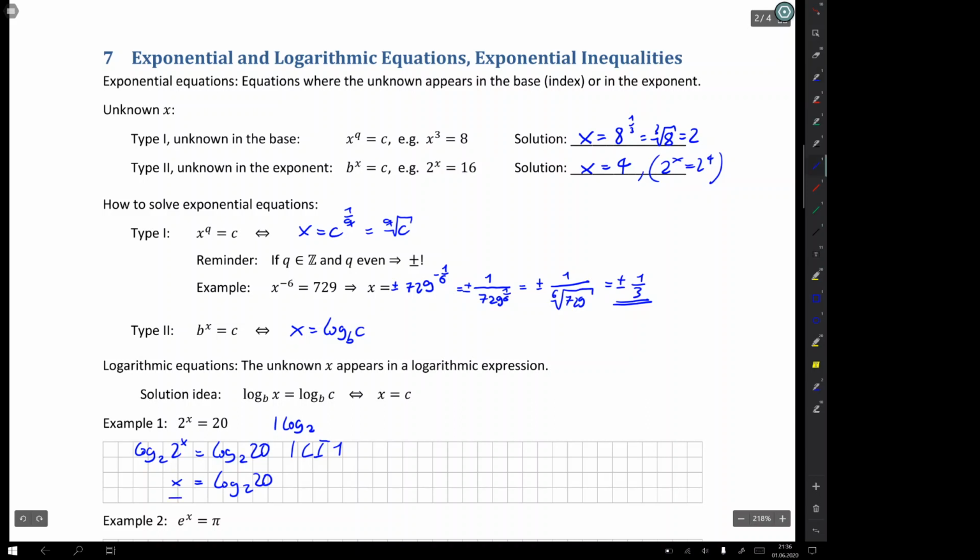We could have got that also directly using the definition of the logarithm. Here, by definition of the logarithm, x is logarithm of 20 in base 2. However, there is also a very simple way to not have to think about this definition of the logarithm, just use the logarithmic identity. So always take the logarithm in the same base as we have it here. And then we know, okay, this is just x.